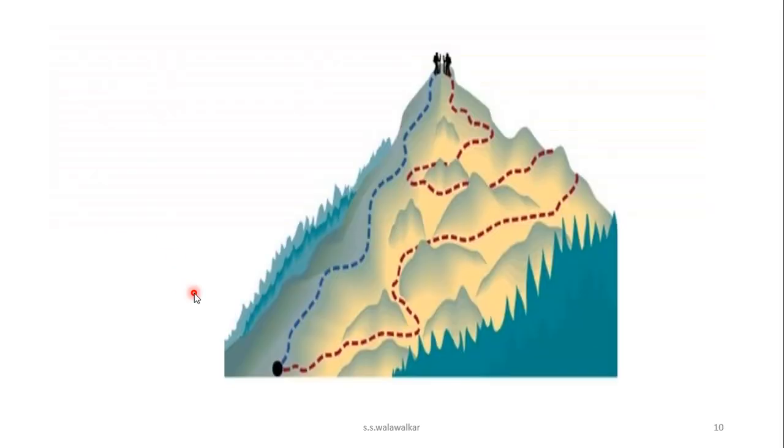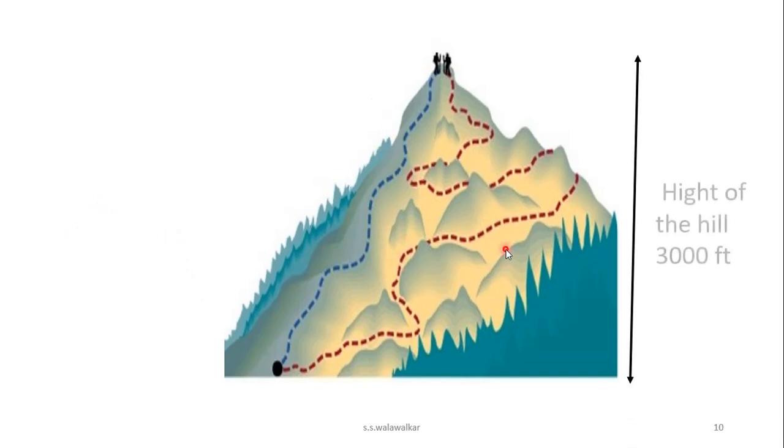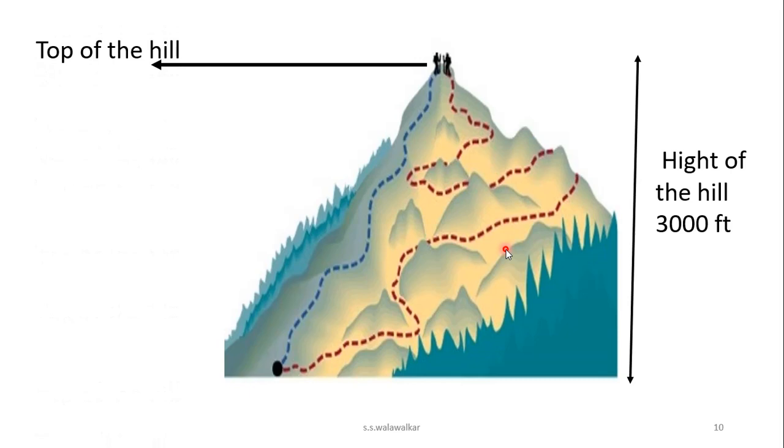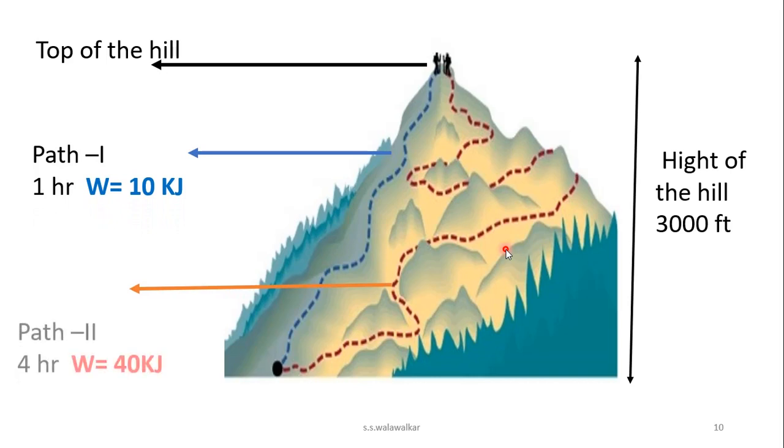Now consider here the same example. Here is the hill and its height is 3000 feet, and there are two ways to reach the top of the hill, that is path first and path second. If you select path first, then work done is equal to 10 kilojoules, and if you select path second to reach the top of the hill, then work done is 40 kilojoules. As it is the shortest distance, work done is 10 kilojoules, and as it is a long route, the work done is equal to 40 kilojoules.